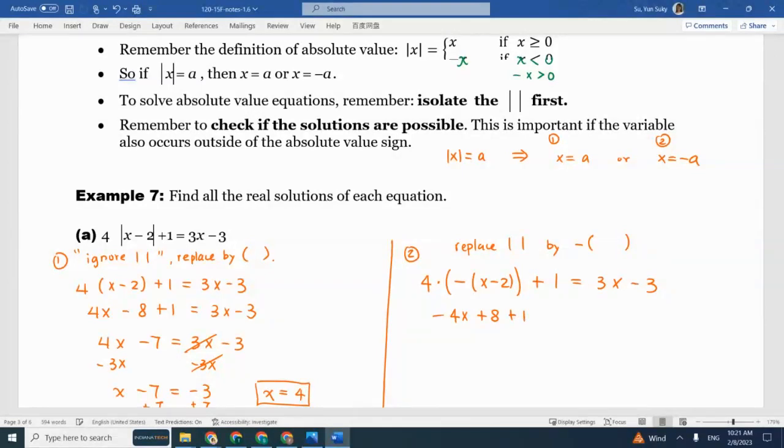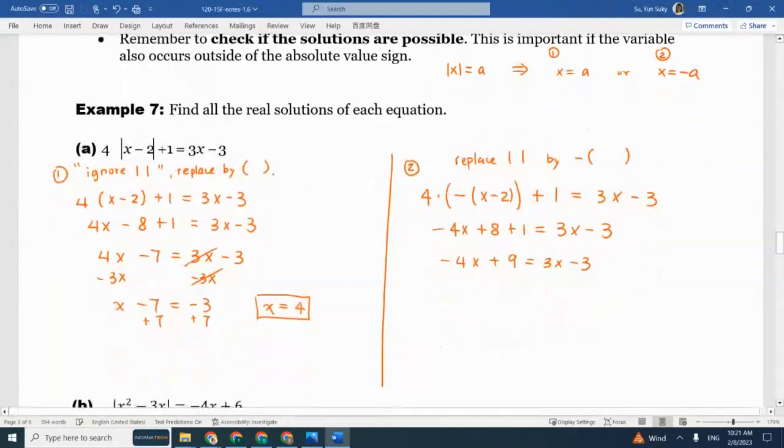Yeah, very good. That's 3x minus 3. So far, so good, everybody? Combine the like terms. What is 8 plus 1? 9. Right.